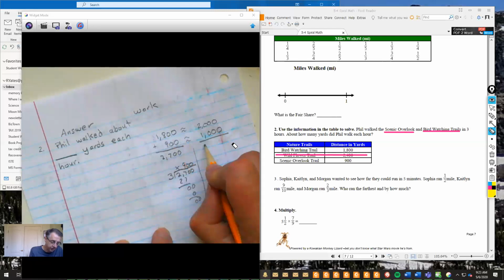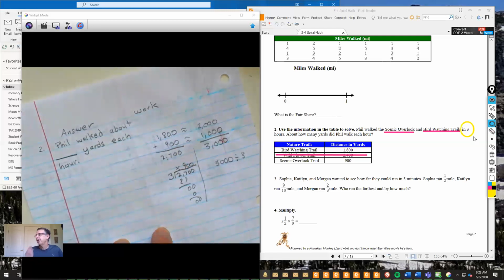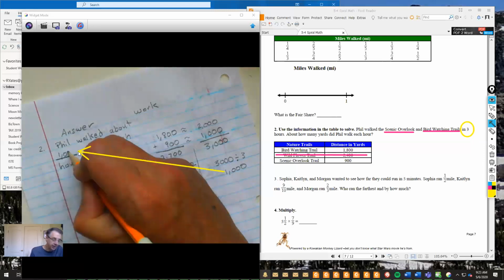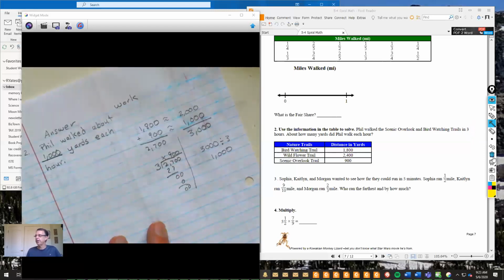I get 3,000 yards, which if I'm going to divide that by 3 is very easy to do in my head. 3,000 divided by 3. And the reason why I'm dividing by 3 is because that is the number of hours that Phil walked. We want to find out how many yards he traveled in 1 hour. So I'm going to take 3,000 divided by 3, which I can do mentally. 3 divided by 3 is 1, and just add 3 zeros. So now I know that as my estimate, Phil walked about 1,000 yards each hour. All right, let's go ahead and go down to number 3.